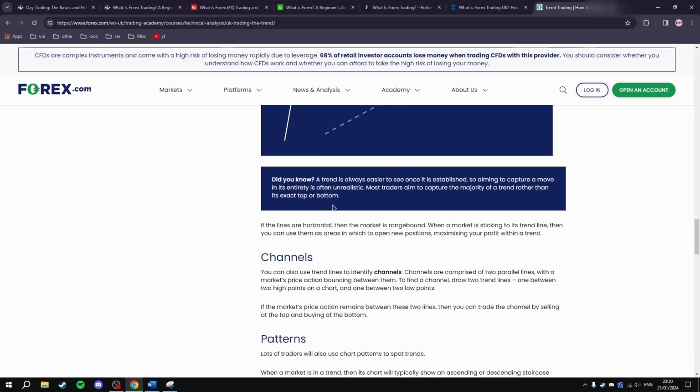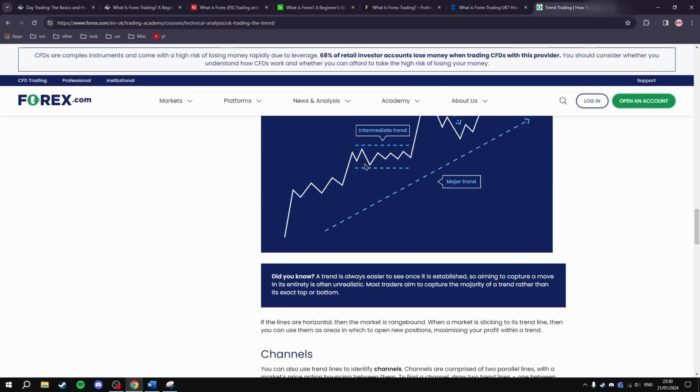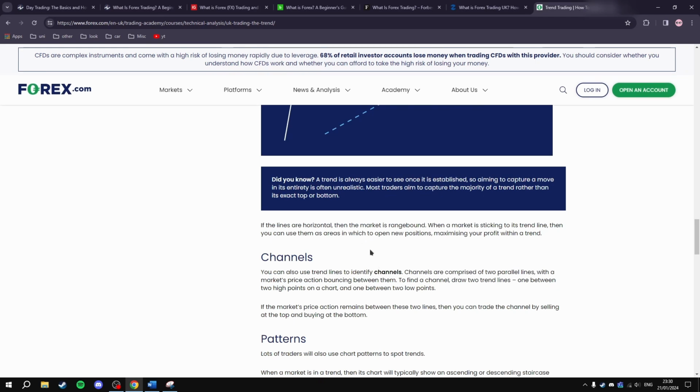To find a channel, draw one between the 2 high points, one between the 2 low points. If the market's price action remains between these two lines, then you can trade the channel by selling at the top, buying at the bottom.